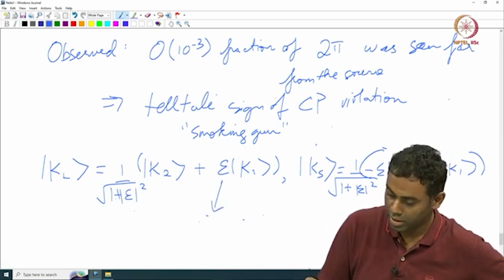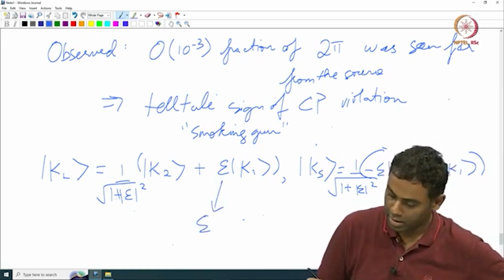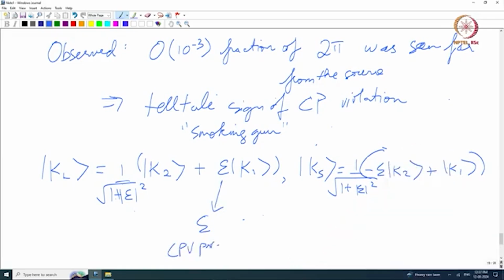So this epsilon is a CP violating parameter, and that number is found to be roughly 10 power minus 3. This gives you some intuition for how much CP is violated in the weak interactions. Okay, it is not violated by a lot, it is violated at the level of 10 power minus 3, 1 part in 1000. The same 10 power minus 3 is what we saw here. So that is what we are characterizing in the superposition also.